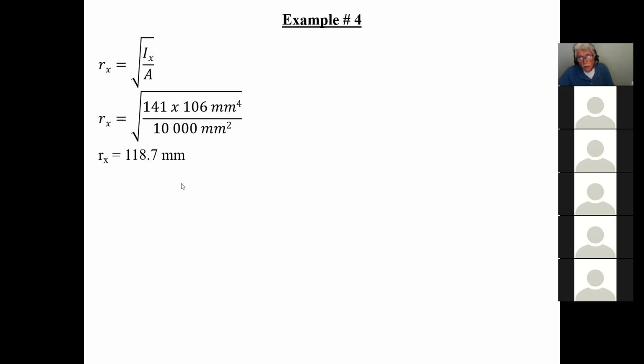So the right units for radius of gyration are millimeters, because it's a distance with respect to where everything rotates. And that's why it has to be in millimeters. So that's with respect to the x-axis.